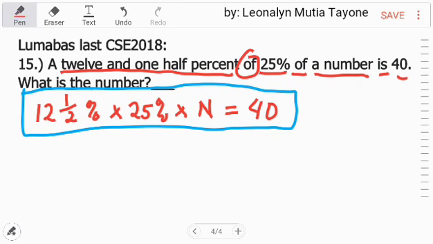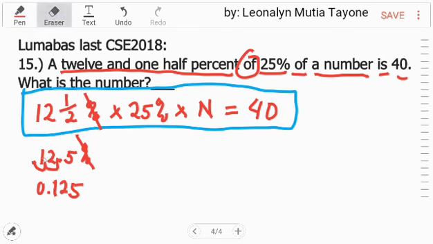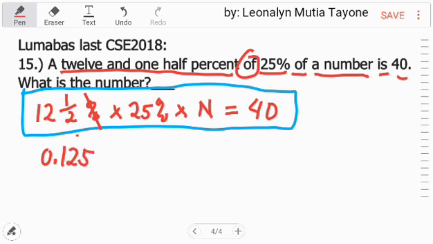12.5%, i-convert natin in such a way na itong percentage sign ay ma-cancel out. That means, mag-divide tayo ng 100%. Or, ang pinakamadali ay gawin natin siyang decimal. 12.5%. So, mag-move lang tayo ng 2 decimal places to the left side at i-cancel out si percentage sign. 1, 2. So, magiging 0.125 na siya. So, i-erase lang natin ito. At si 12.5% ay ngayon nagiging 0.125 na lang.